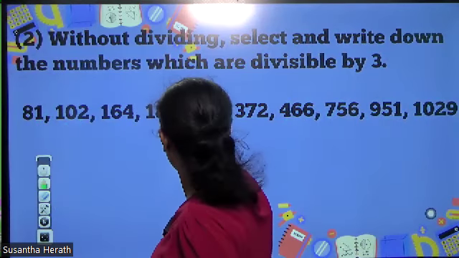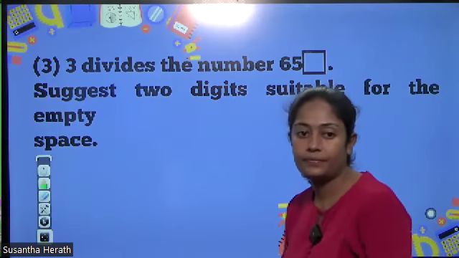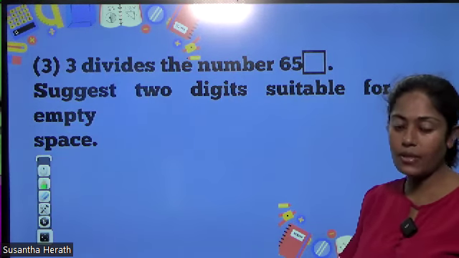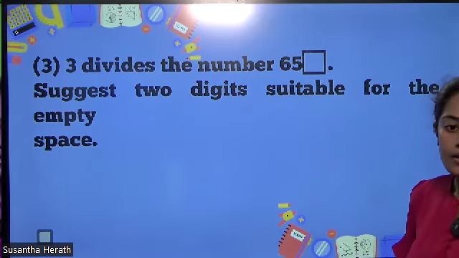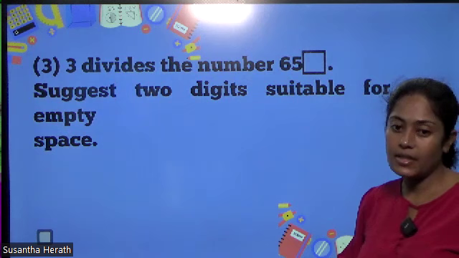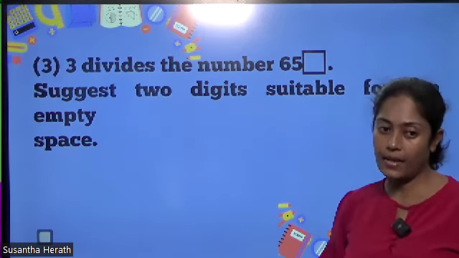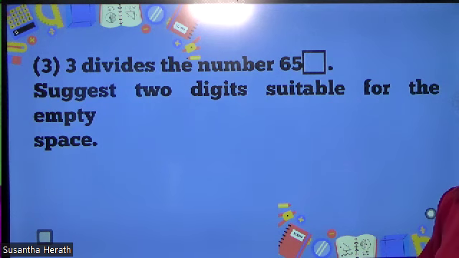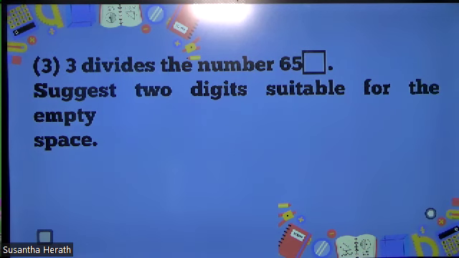Next question. I'll do this one and remaining questions I give as homework. Right? 3 divides the number 65 and there is a blank. Suggest 2 digits suitable for the empty space. Can you try that? I'll give 3 minutes. You can try. If you find it difficult, I will discuss with you. Try to do that. Okay, teacher.